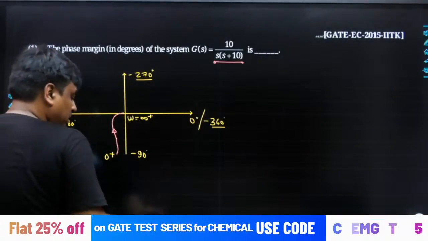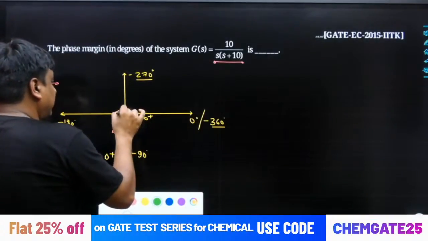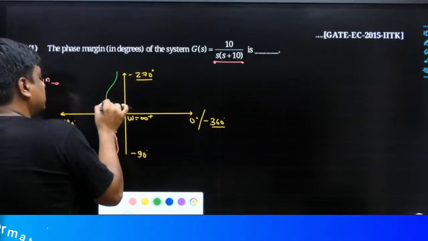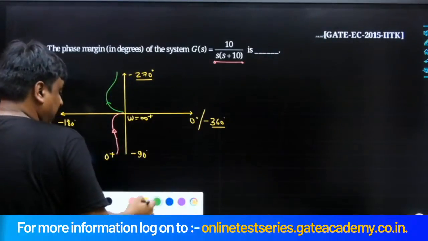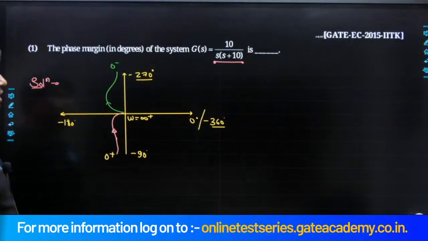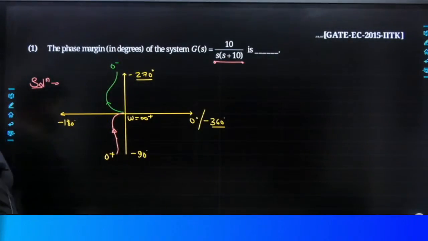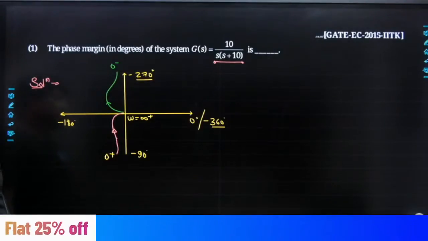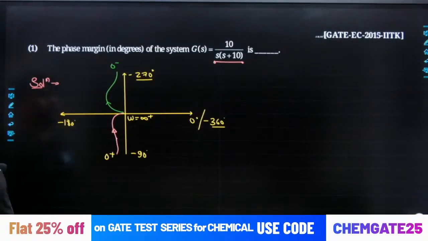This is the polar plot. You take its inversion, and once you take its inversion it looks like this. And here you have omega equals 0 minus. May I know how much the magnitude will be? At 0 minus, the magnitude is simply going to be infinity again. The angle would become minus 270.